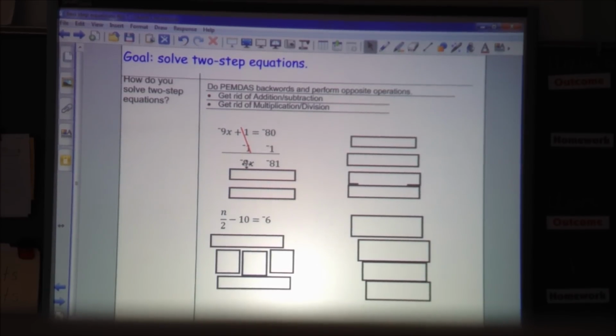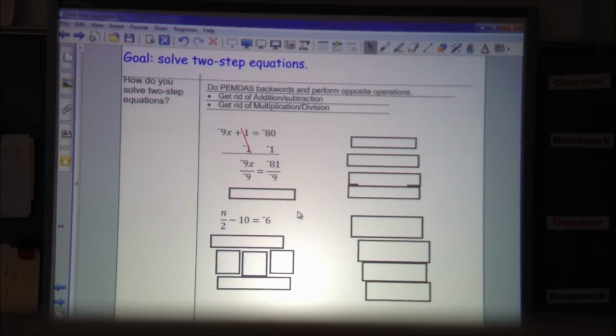Now I want to get x, so next thing I want to do is get rid of multiplication and division. I have multiplication. So I want to do the opposite, and I want to divide both sides by negative 9. These two 9s cancel out because a negative 9 divided by a negative 9 is a positive 1. And a negative 81 divided by a negative 9 is a positive 9. So x equals positive 9.